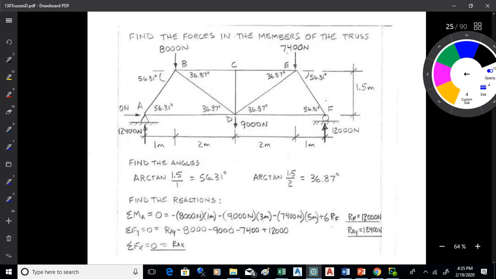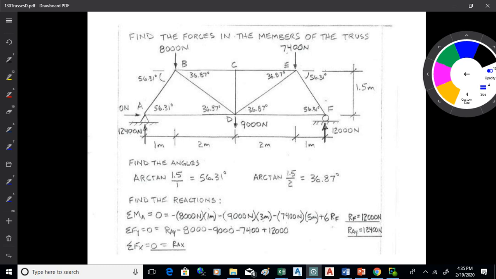So let's look at how we would solve out a truss using the method of joints. I'm on page 490. So here I have a truss. I've got 1, 2, 2, 1, a 6 meter span, so roughly a 20-foot span. It's about 1.5 meters high, so maybe 5 feet high, 5 feet high and 20 feet wide.